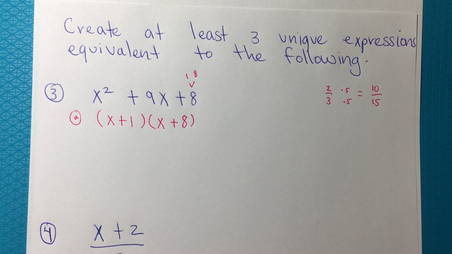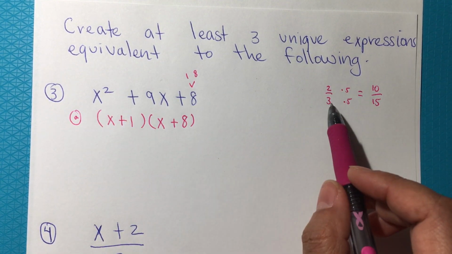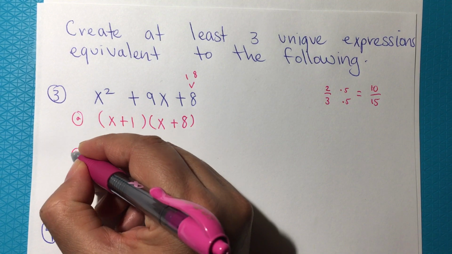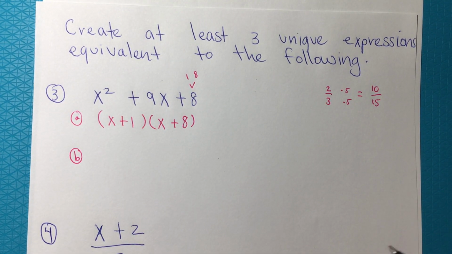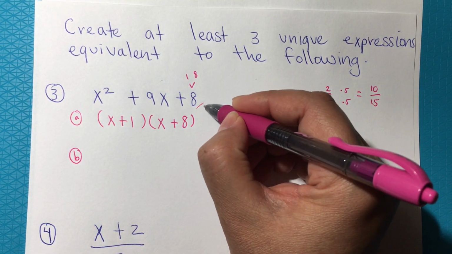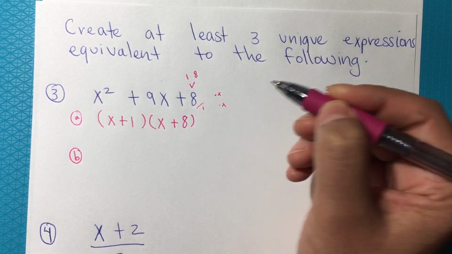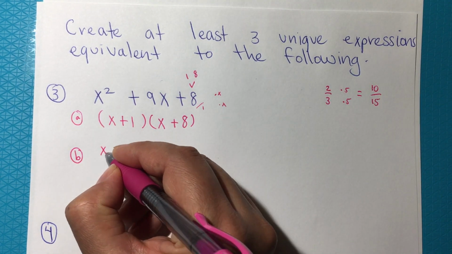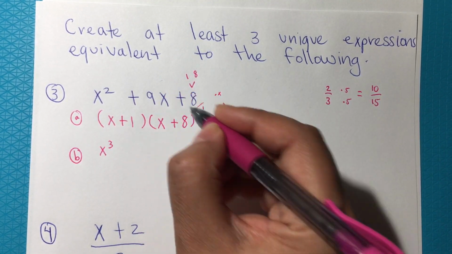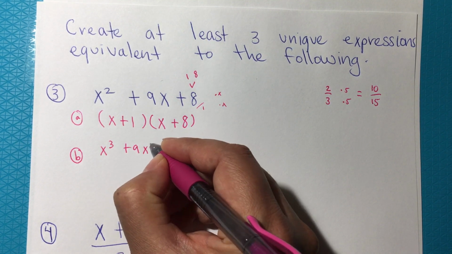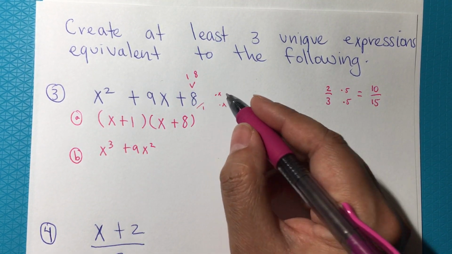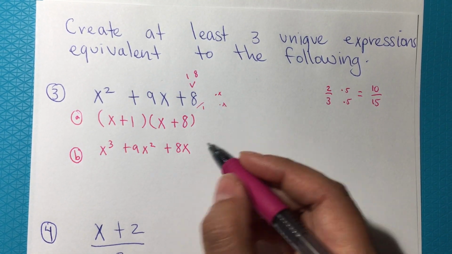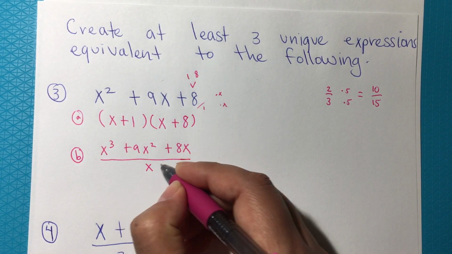And we're going to do something similar here, but we don't have a denominator, which is like having a 1 in there. You can do this with any factor. Let's say I want to multiply this over 1 times x and times x. So x times x squared is x cubed, x times 9x is 9x squared, and 8 times x is 8x. At the same time, I have to multiply the 1 times x, and 1 times x is just x.